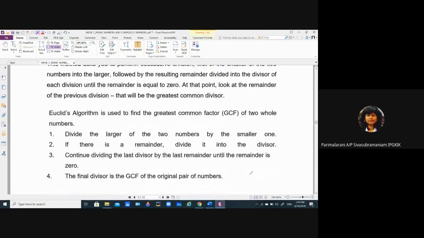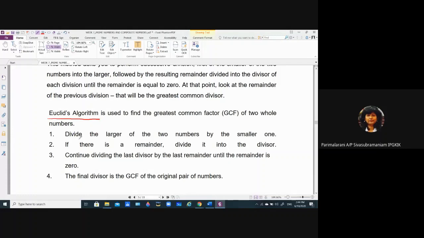So how are we going to find the greatest common divisor? Euclid's algorithm is used to find the greatest common factor. Greatest common factor, highest common factor, greatest common divisor, they all mean the same thing, same value. This is Euclid's algorithm. Algorithm means the steps that you use to implement something. Here we have 4 steps.